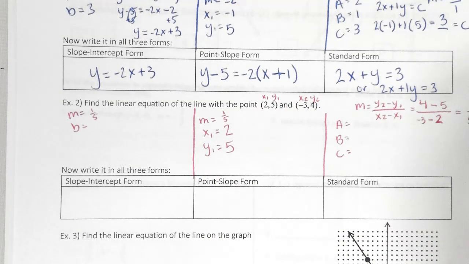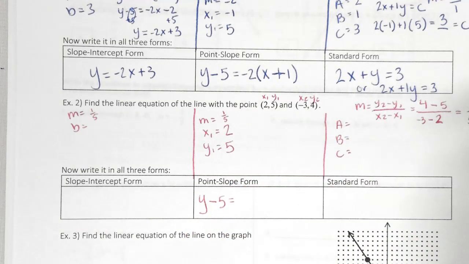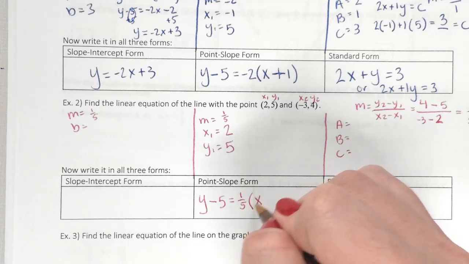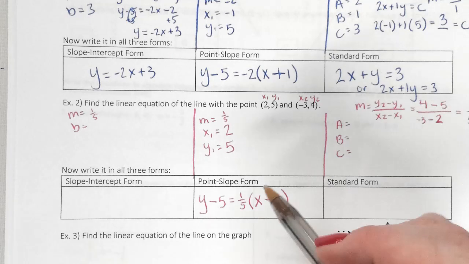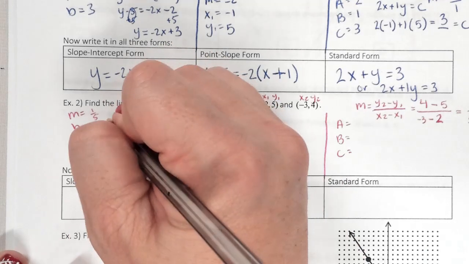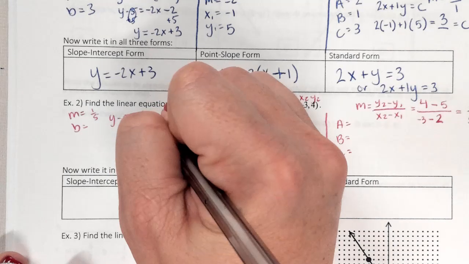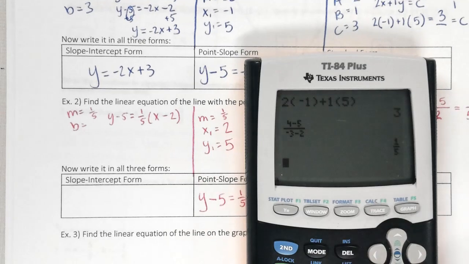And I'm going to plug that into my formula. So y minus y1 is 5 equals m, which is my slope, parentheses x minus x1, which is 2. Now, because I don't know my y-intercept, again, we're going to use our point slope form to find our slope-intercept form. So y minus 5 equals 1/5 times x minus 2. Now, we have fractions in here now, and I know those aren't our favorite, but we get to use our calculator, so it's not a big deal.